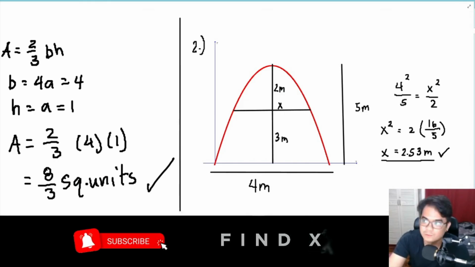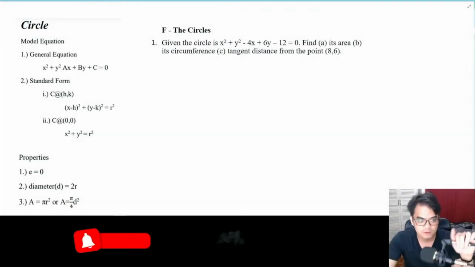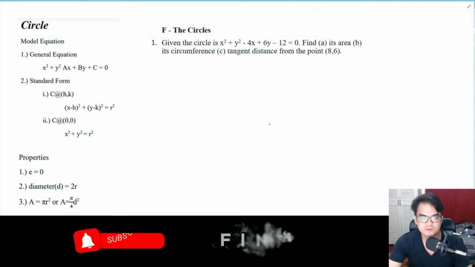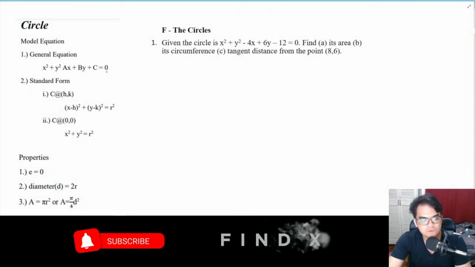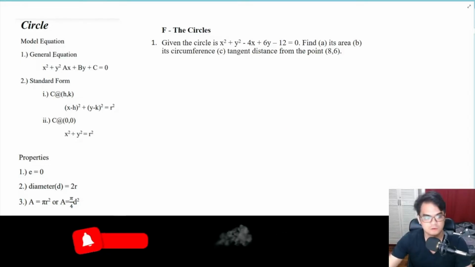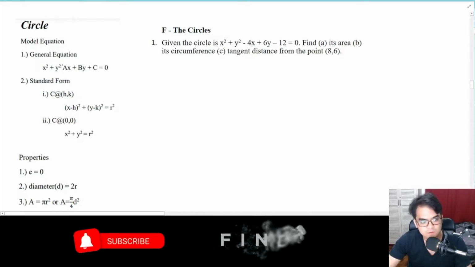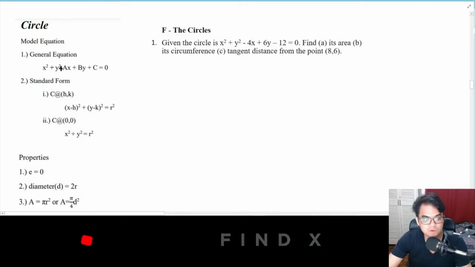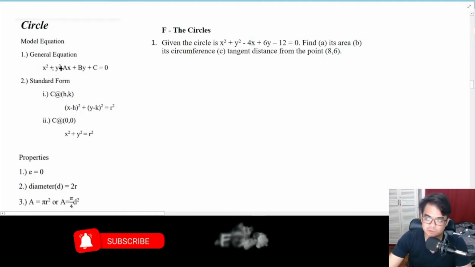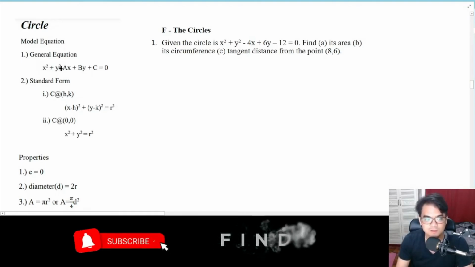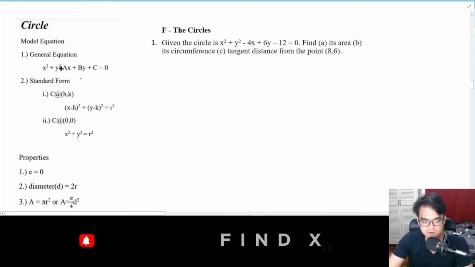So let's move on to number 3. We have the next topic, which is the circle. So the general equation for a circle is x squared plus y squared, and we still have a plus here, plus ax plus by plus c. It is possible that x squared and y squared will have a coefficient, but they must always be equal. Otherwise, it is not a circle.